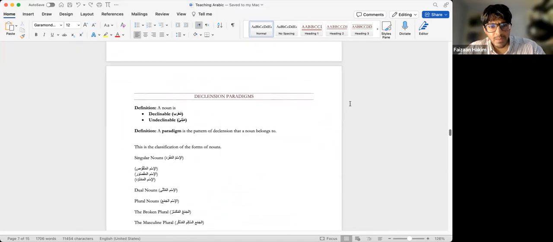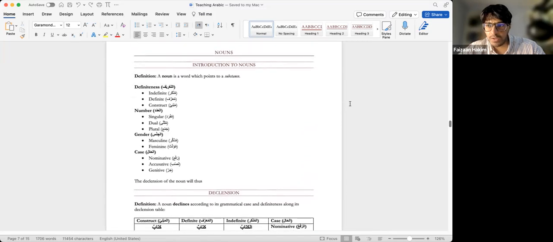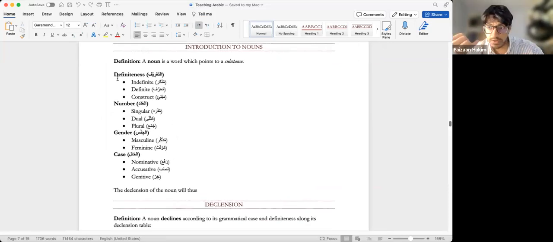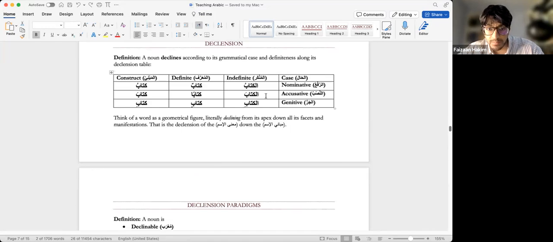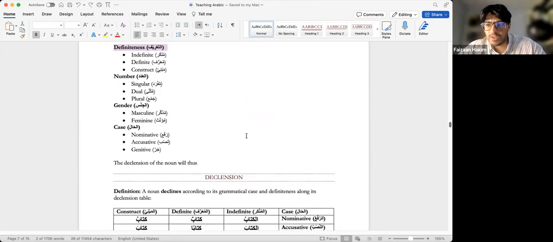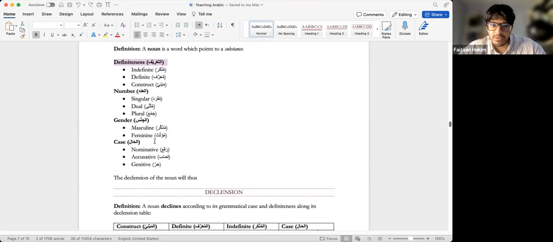So, a bit more theoretical a video. This is important. It's very important to understand what these things are. Definiteness, number, gender, case. Every noun will have a definiteness. This is all in the declension table. It's going to be somewhere here. It's going to have something in the horizontal columns, something in the vertical rows. It's going to be masculine or feminine. It's going to have a number. So whenever we see a noun, we will be focusing on each of these things.